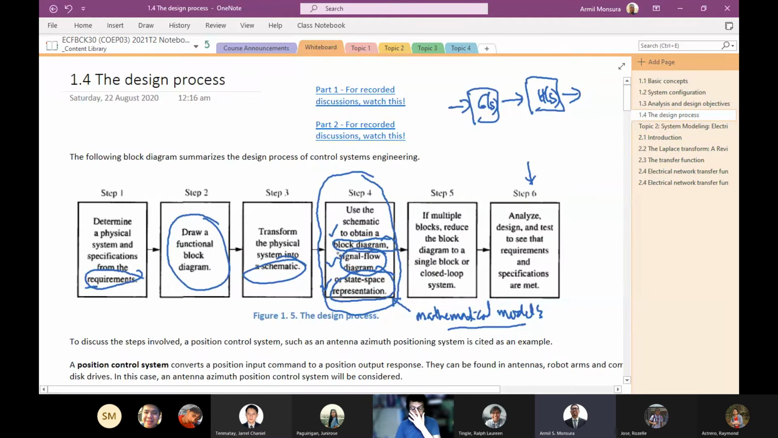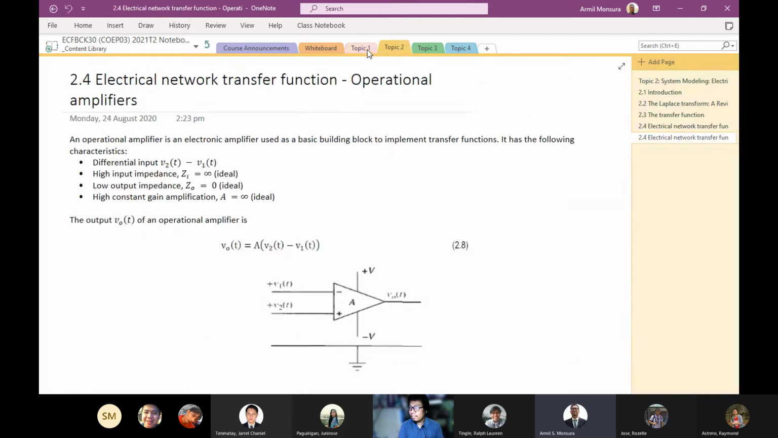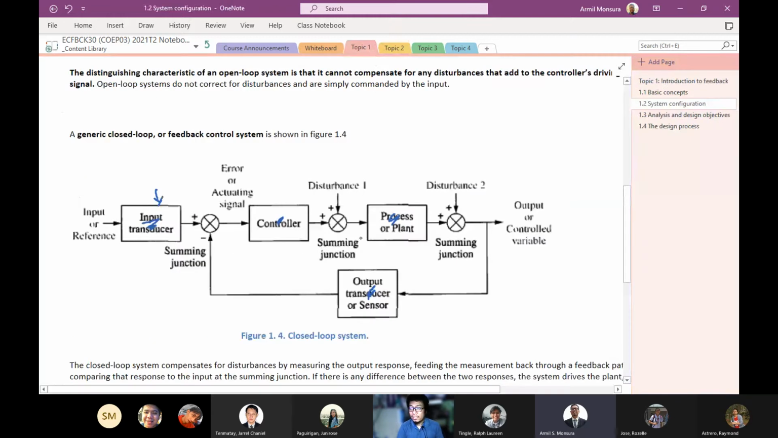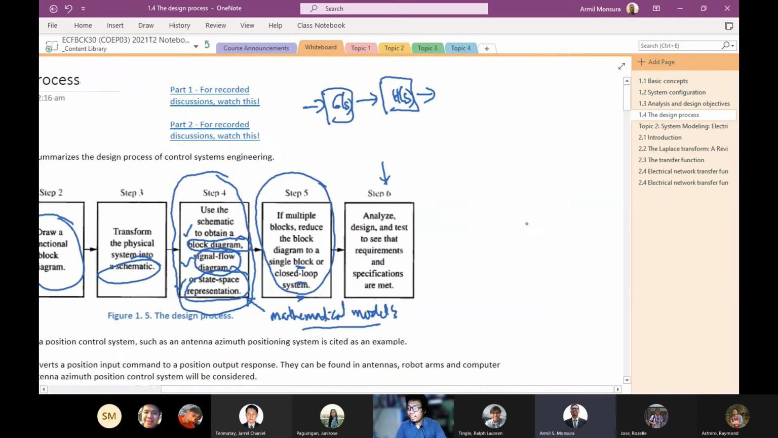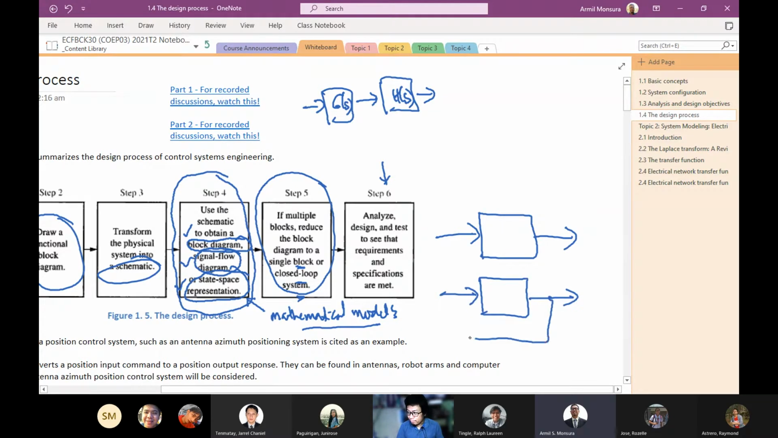Okay. So, ang gagawin natin sa part na yun is, since there are many blocks involved, in step 5, what we will do is we will reduce those blocks into a single block or into a closed loop system. So, again, imagine niyo na ganito siya, marami siyang blocks. Okay. Gagawin natin yan, ganito lang. Either isang block na lang siya. Okay. O kaya, isang block siya, pero merong feedback. Okay. So, yan. That is step 5.